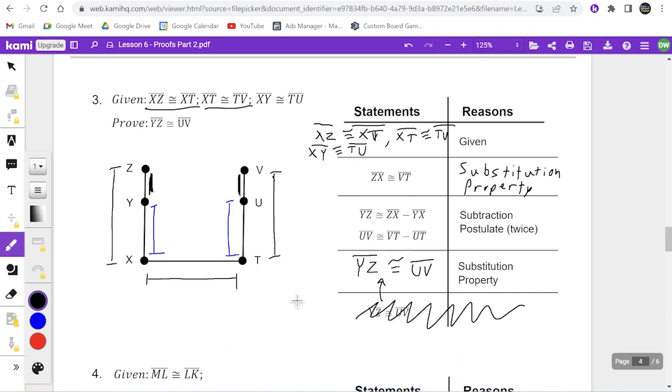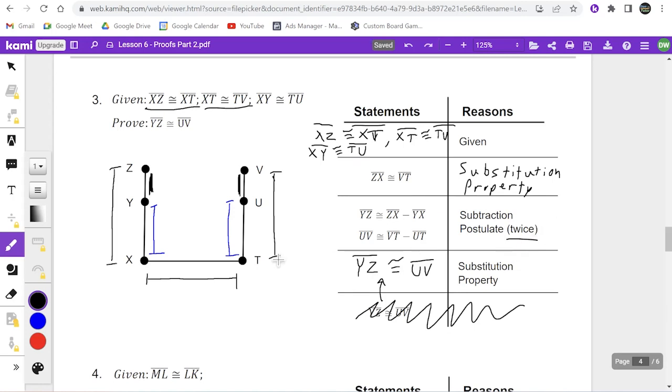I would then ask you the question, am I allowed to put two statements at once? And the answer is yes, as long as they share the same reason. You notice they both use the subtraction postulate. I even say the word twice here. You don't have to say the word twice. I'm just telling you that as a hint, because in the next problem, you might not have the two statements I have here, okay? But in the reason I'll say twice, you don't actually have to write twice. That's me giving you a hint.